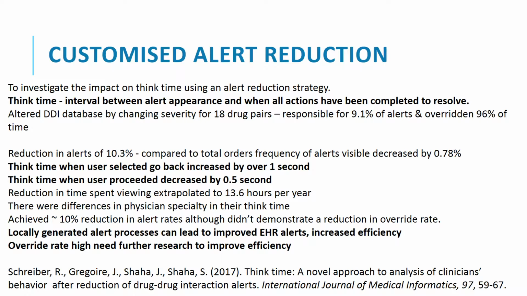They also found that there were differences in physicians' specialty in terms of their think time, so potentially that certain physicians were very familiar with particular drug interactions. And overall, they achieved a 10% reduction in alert rates, although it didn't demonstrate a reduction in override rate. So they concluded that locally generated alert processes can lead to improved electronic health record alerts and can increase efficiency. They also stated that override rate remained high and really needs further research to improve efficiency.